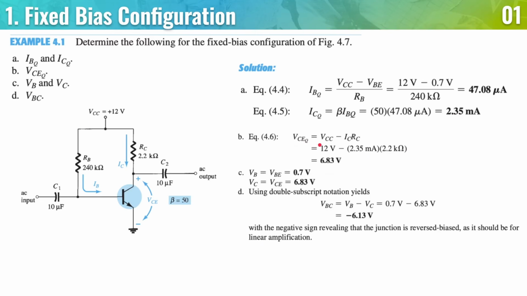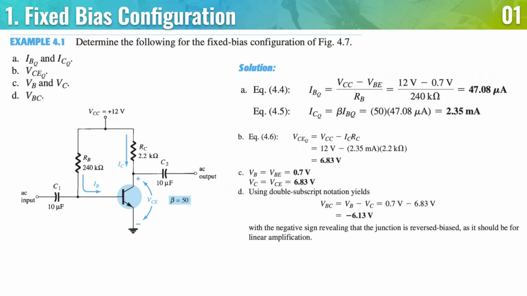For VCE, it's also the same as last time. It's VCC minus ICRC. The explanation of that is from the collector to the emitter, we have VCC minus the voltage drop across this resistor. For VB, which is around here, it is going to be the same as VBE.